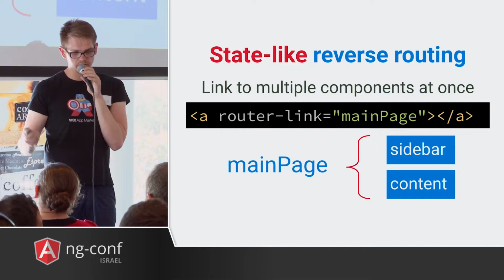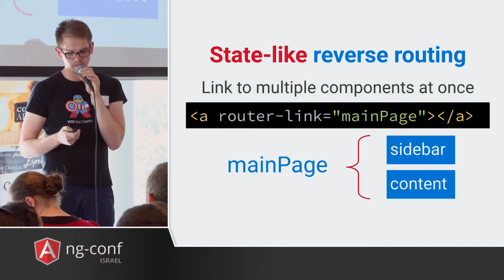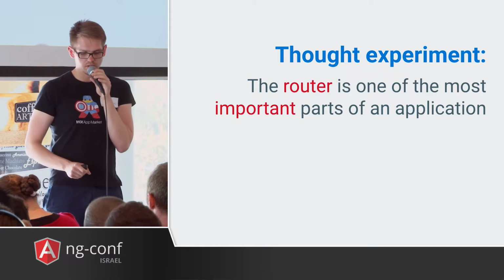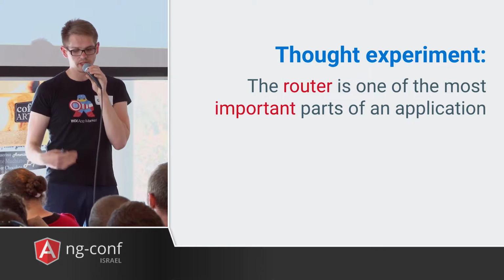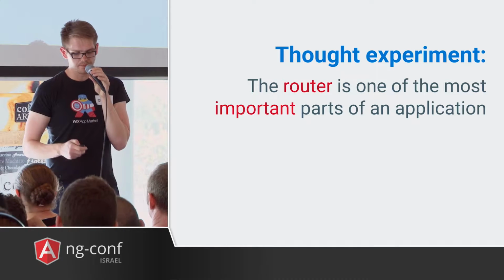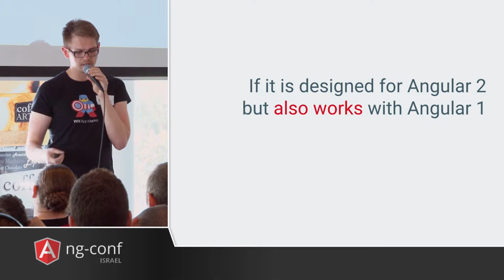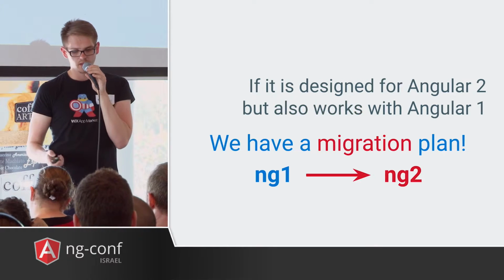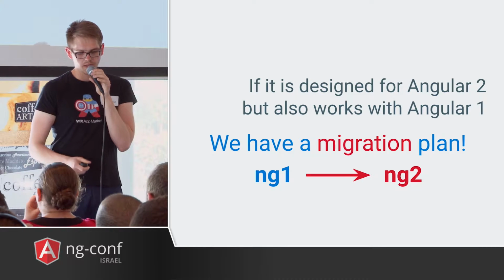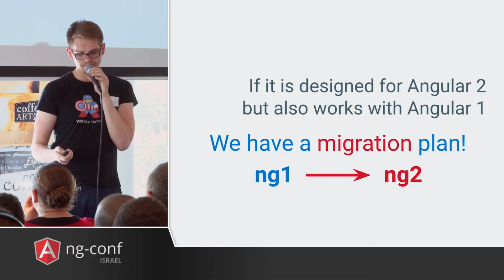So another and final thing that we want to look at with the new router is achieved by a thought experiment. As I've mentioned before, the router is one of the most important parts of your application. It's the backbone. So if it's designed for Angular 2, but we can actually make it work also in Angular 1, then it could be the migration bridge between Angular 1 and Angular 2. Let's take a look at how such a migration might look.